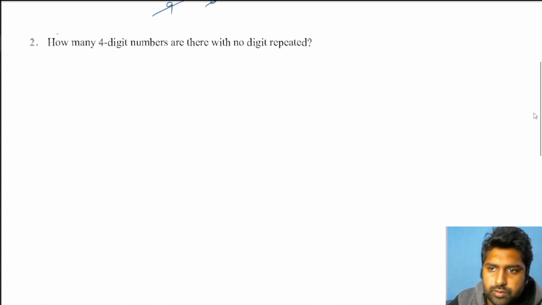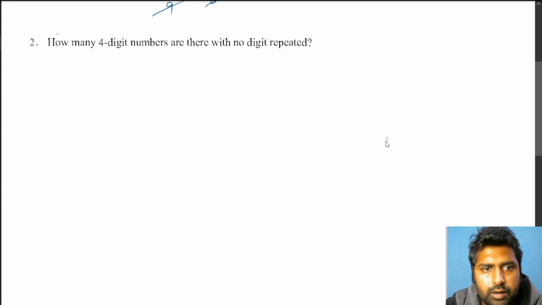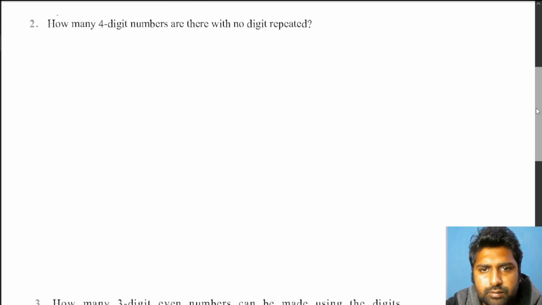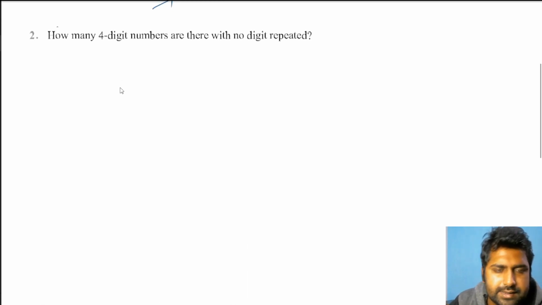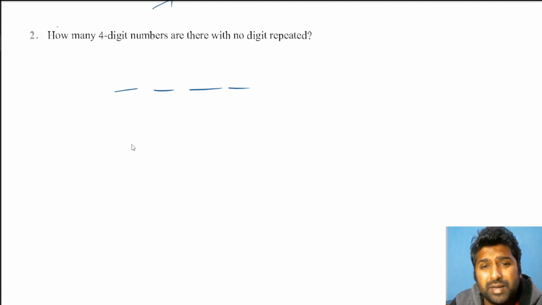Okay. So for this question, the question is saying how many 4-digit numbers are there. So he's not asking us to create it. He's saying how many 4-digit numbers are there. So let's say 4-digit numbers. He's saying how many are there.